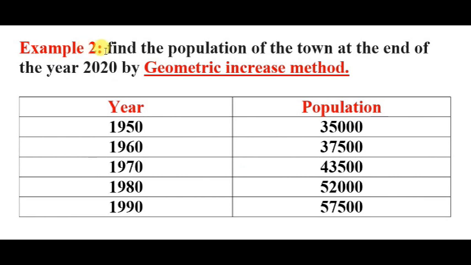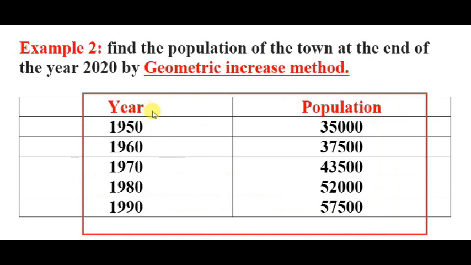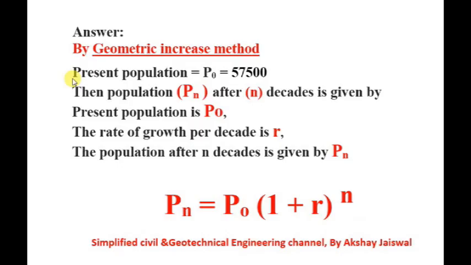Now example number 2: find the population of the town at the end of the year 2020 by geometrical increase method. Here a table is given in which year and population are given. This data is provided and population in the year 2020 is to be calculated. Now we will solve the problem by using geometric increase method. Present population is P0, that is 57,500. It is the last, or we can say latest known population. We can write this value from the given table.